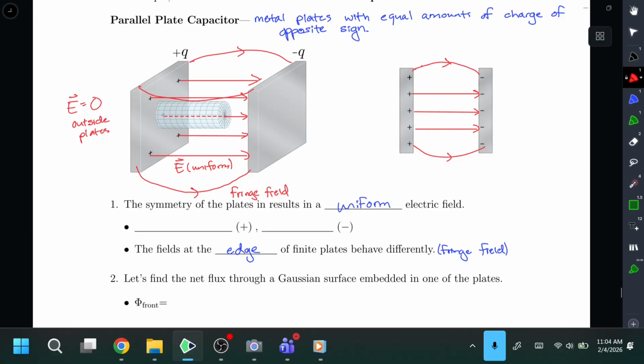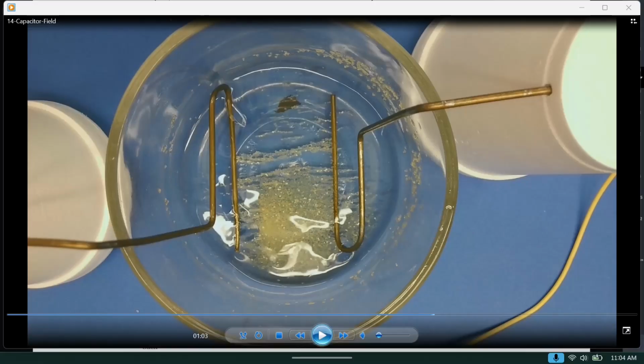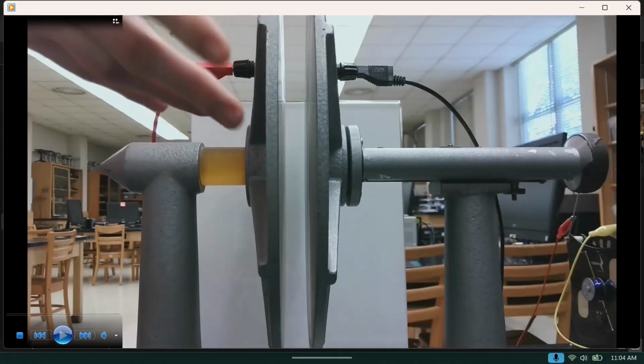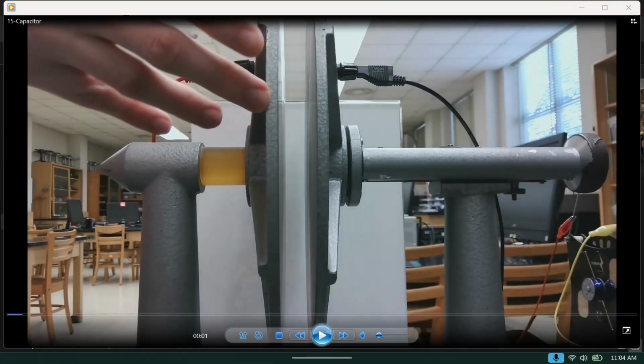This other video I'm going to pull up is to help you see the fringe field, that curving of the field, a little bit better. And to do that, I'm going to come back to the idea of a test charge. I'm going to hold something down between the plates and see what happens to it, and then compare to what happens if I hold it outside or around the edges of the plates.